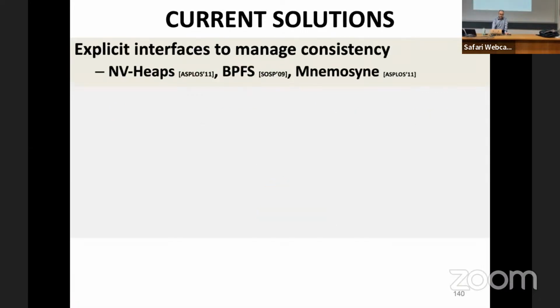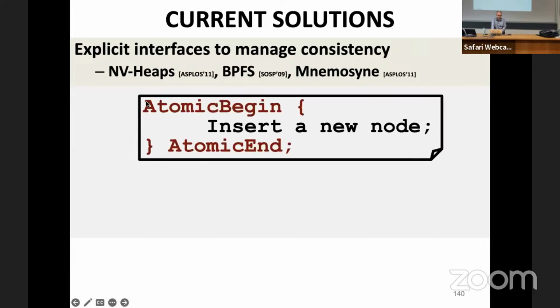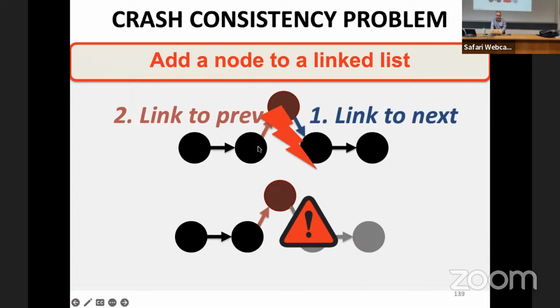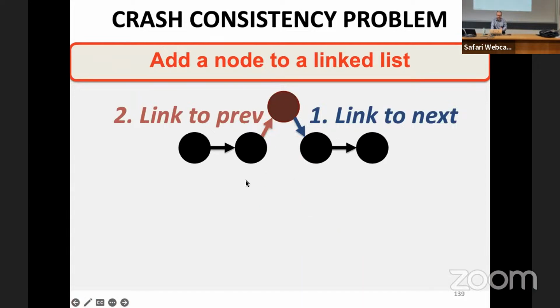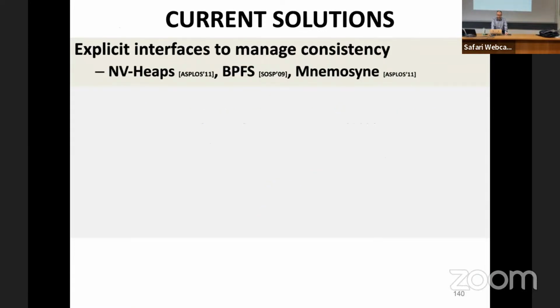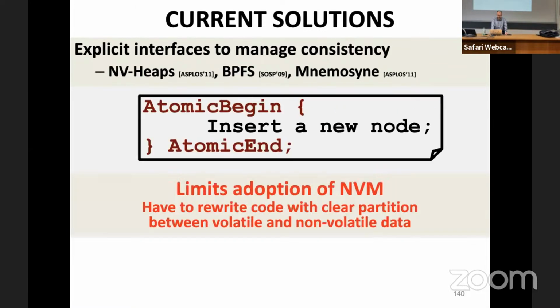So there are current solutions that basically use explicit interfaces to manage consistency. Essentially, you need to do it in an atomic way. There are some atomic begin and end markers that you insert in your code to make sure that all these operations will happen atomically. Like either both of them will happen or none of them. That's the key that you need to ensure when you are doing it in an atomic way.